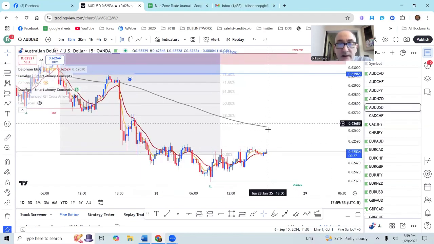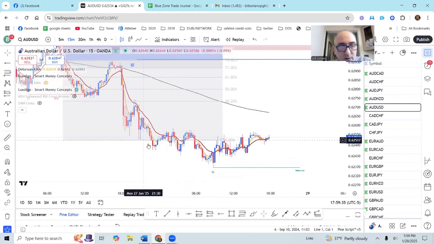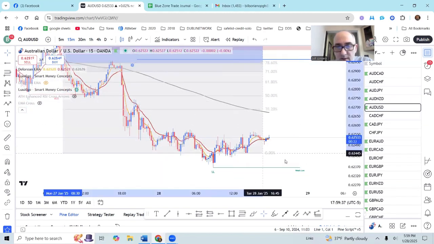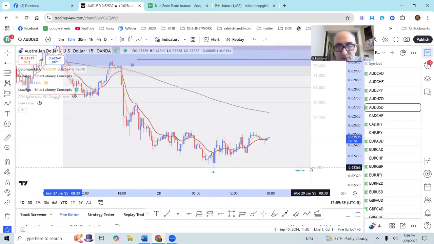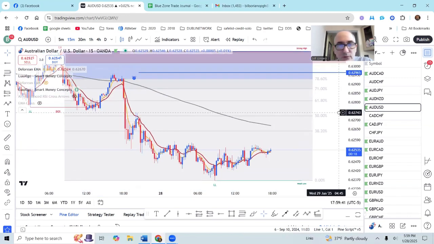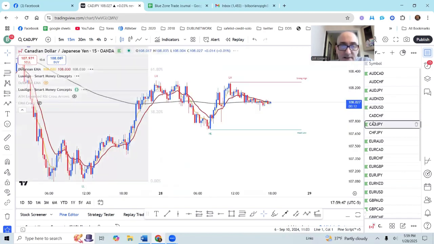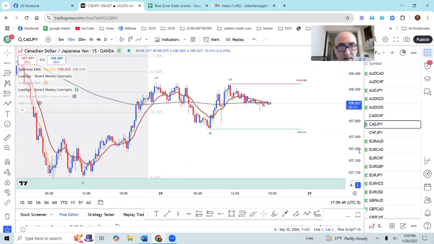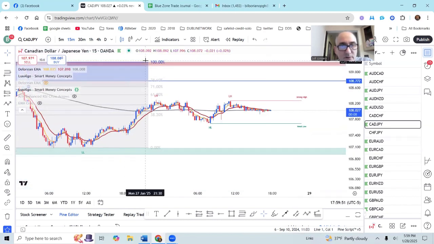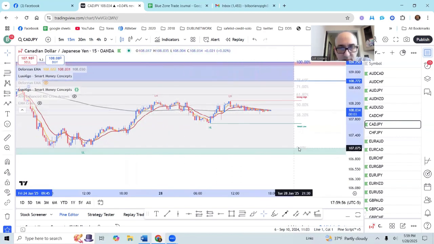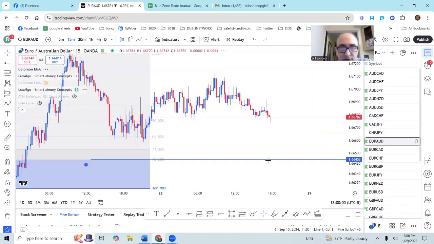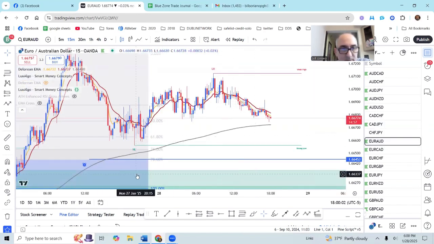AUDUSD. This one has continued to go lower. There's no new break of structure or change of character, and no new order block painted, so we're still looking for price to move back to our blue zone right here. CADJPY. This one, we're just waiting for price to move up to our blue zone here. EURAUD. Same thing here.